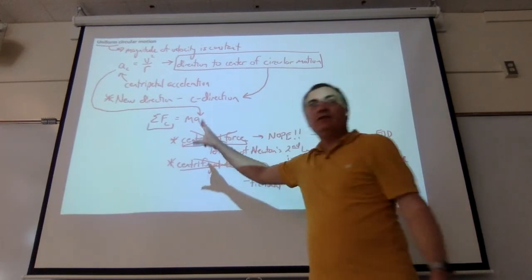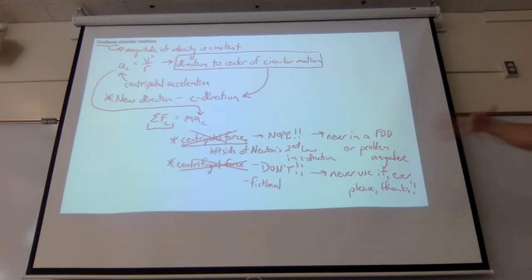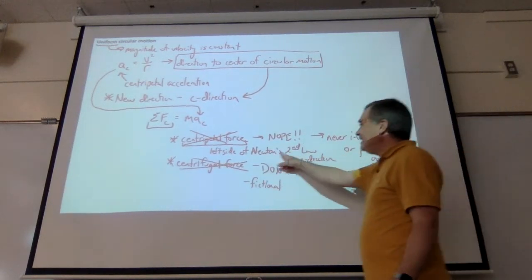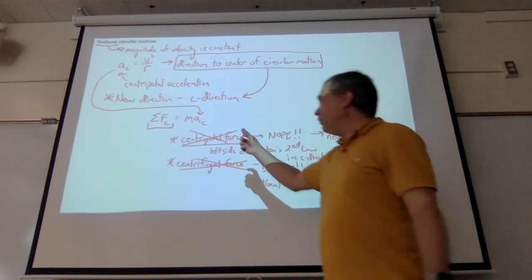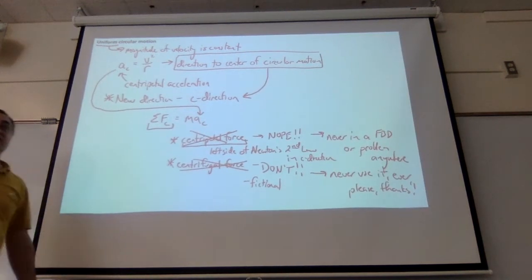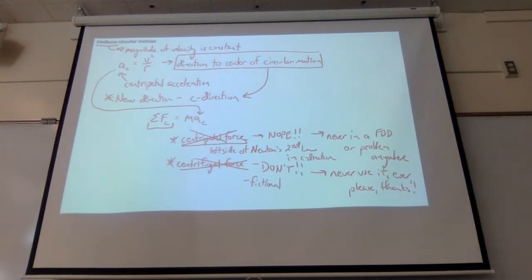Both of these are misnomers in a way, okay? The second one just doesn't exist at all. It's not there. It's made up. The first one is describing more than just a force. It's describing the sum of all the forces in the c direction. So it's just the result of other forces, not a force in and of itself. So neither one of them should ever be used, okay?